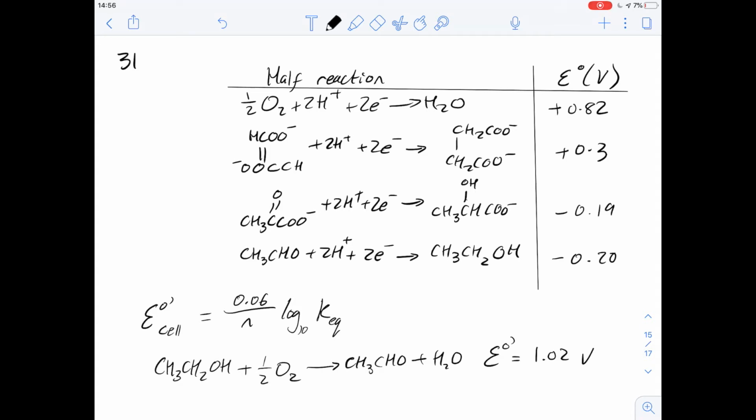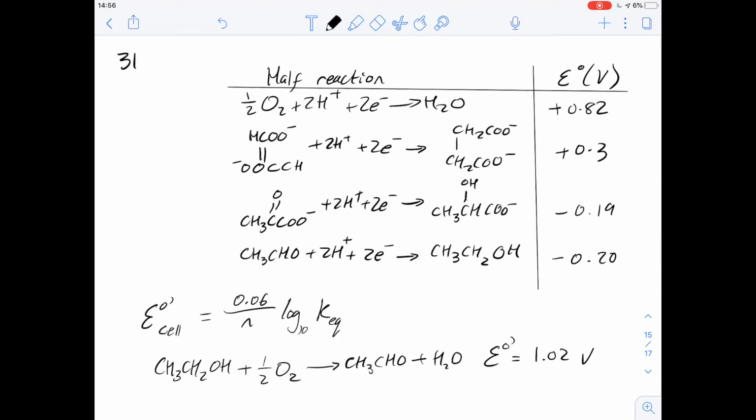Question 31 says, based on this table, which one is the strongest reducing agent? Okay, so this E value crops up again, and it's something's ability to steal electrons, its ability to oxidize something else. If you're going to be taking electrons off something else, you're going to be oxidizing it.